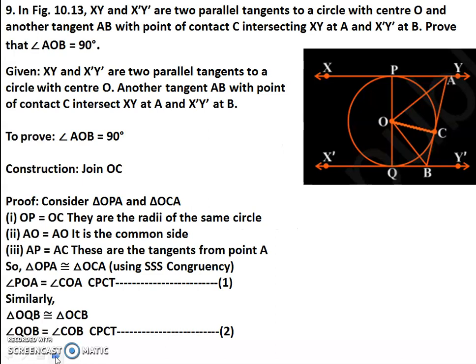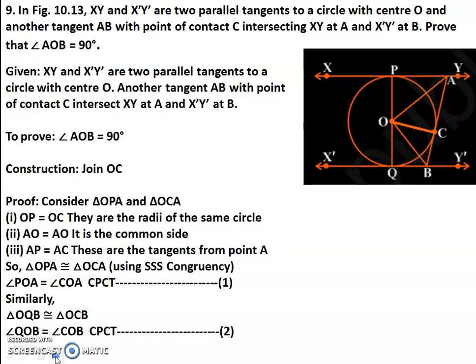Question 9. In figure 10.13, XY and X dash Y dash are two parallel tangents to a circle with center O, and another tangent AB with point of contact C intersecting XY at A and X dash Y dash at B. Prove that angle AOB equal to 90 degree.